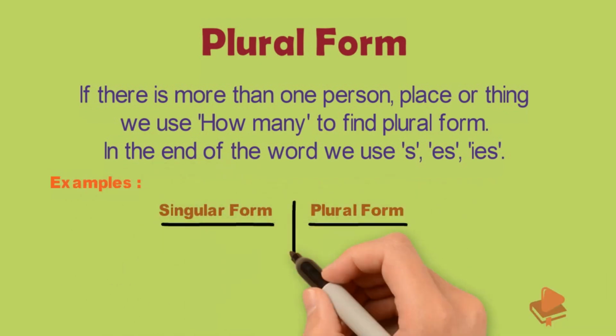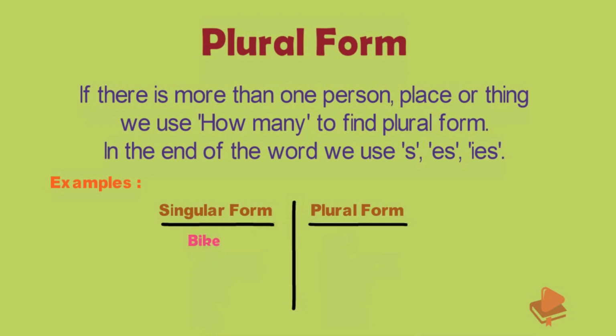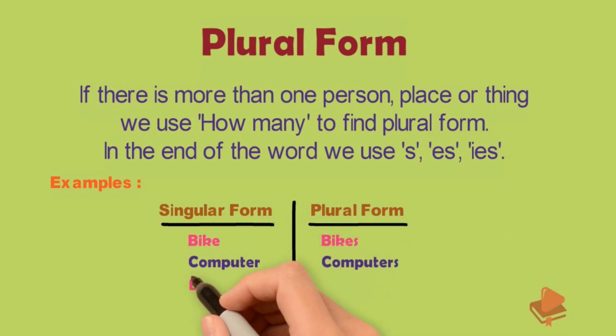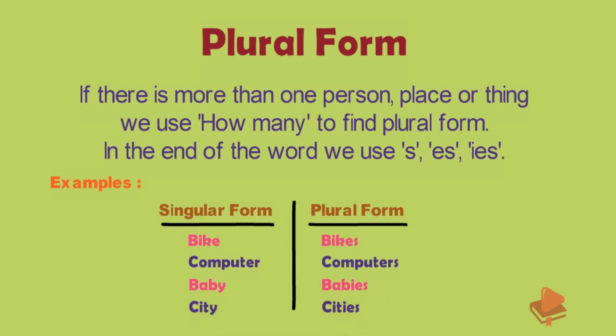In singular form, we write bike. At the end, we add s and it becomes bikes. In the singular form, we write computer. The plural form becomes computers. The singular form baby becomes babies. The singular form city becomes cities.